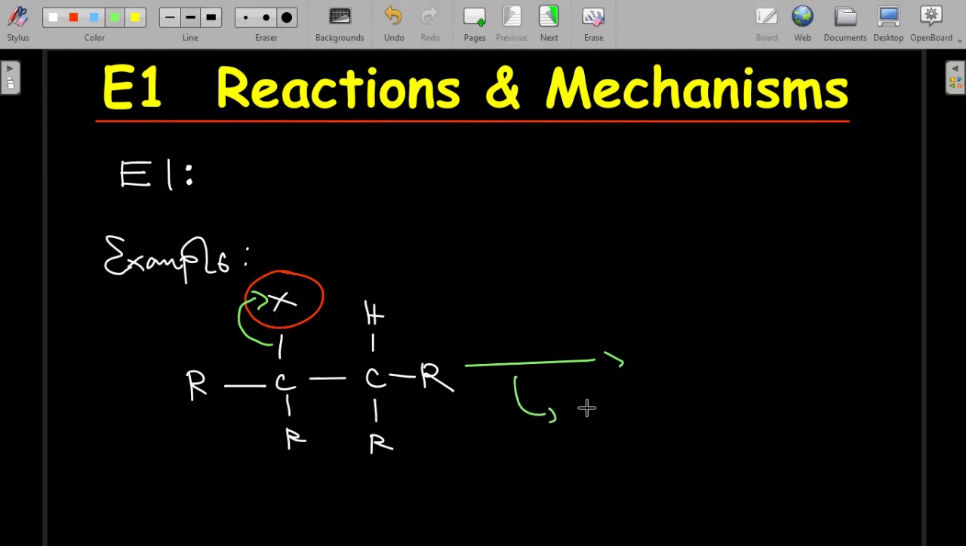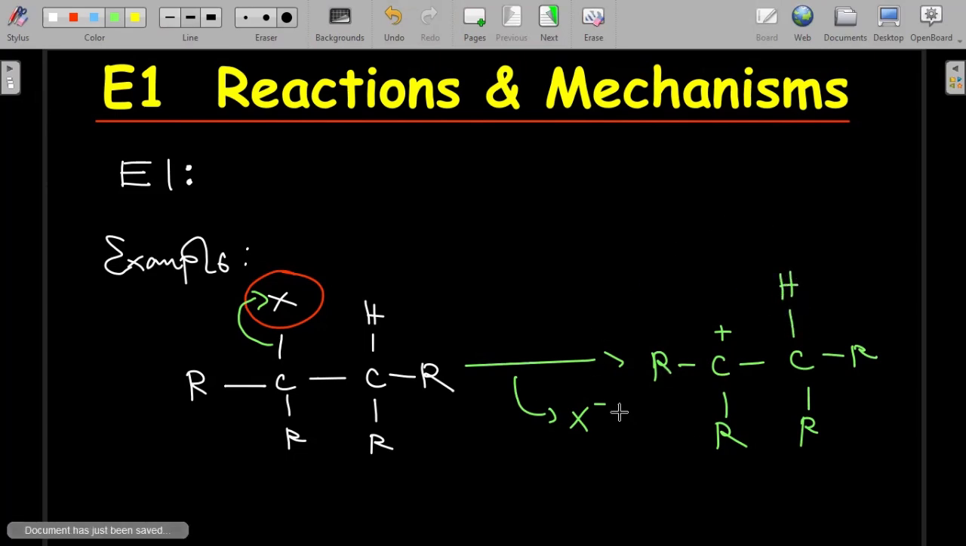So the leaving group leaves with the shared electrons that were here. It means now what I have is R bonded to carbon, but this carbon, since it's now electron deficient, will be positively charged. Then it will be attached to this R, attached to the carbon, attached to the R, attached to the R, and this one is attached to the hydrogen.